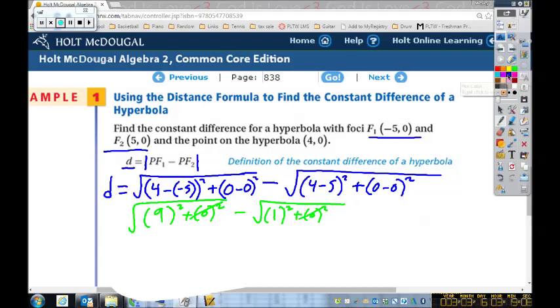Well, I know that my square root and my square cancel out. I'm just going to make sure that number's positive. Well, the number's already positive, so 9 squared is 81. Square root it, I get back to 9. 1 squared is 1, square root back to 1. So I get 9 minus 1, which is 8. So my constant sum for this one would be 8.